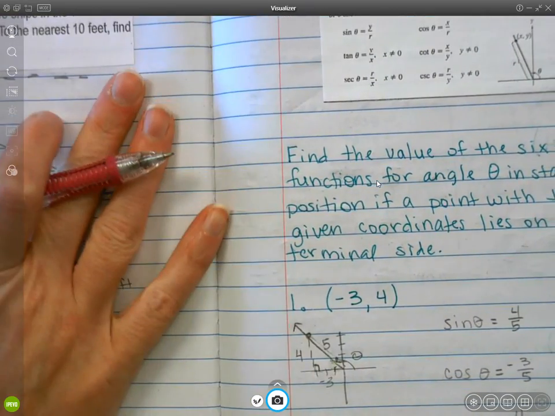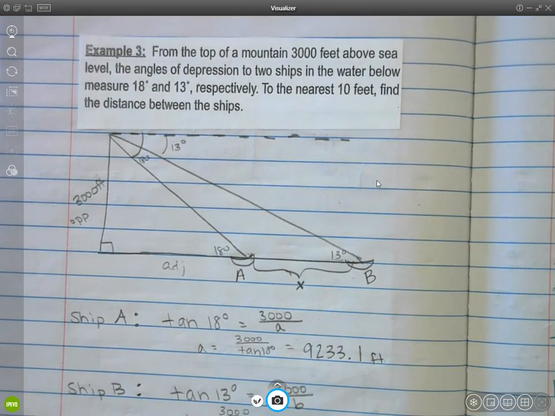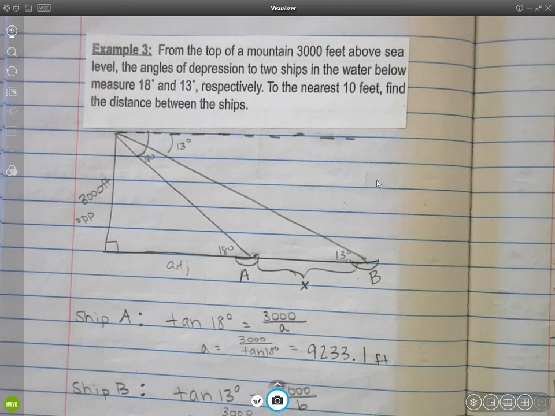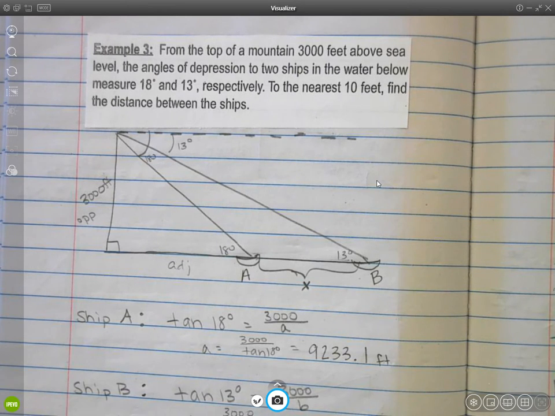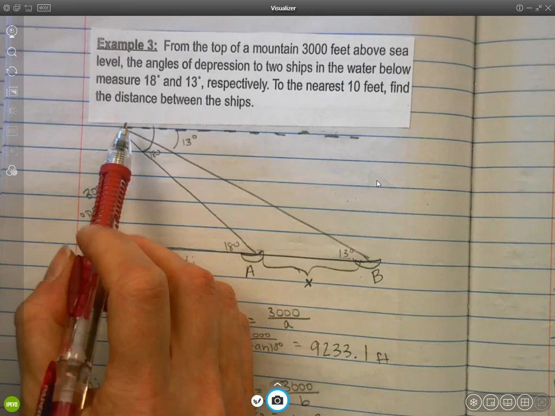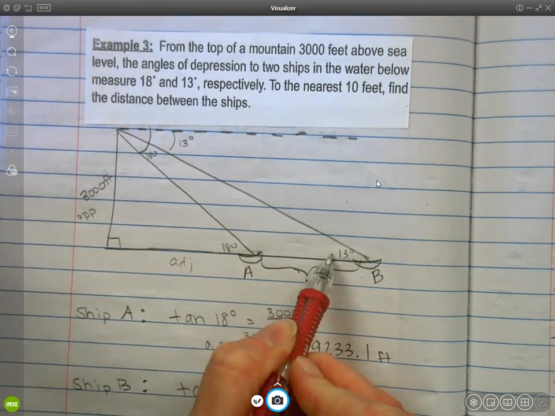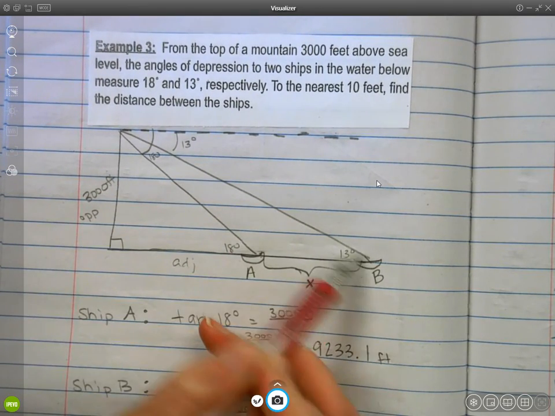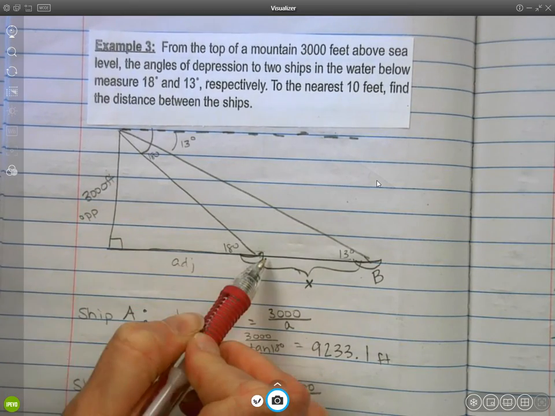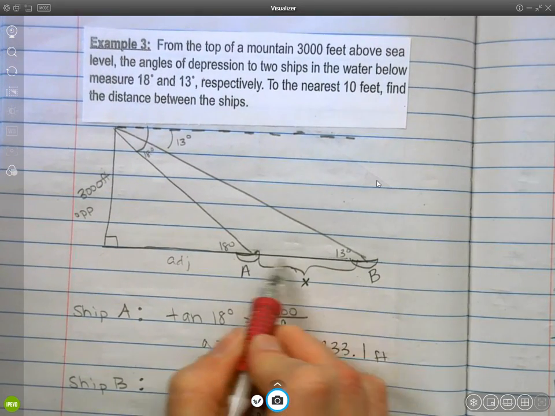All right, example 3 is a bit of a doozy. From the top of the mountain, 3,000 feet above sea level, the angles of depression to 2 ships in the water measure 18 degrees and 13 degrees respectively. To the nearest 10 feet, find the distance between the ships. All right, so you are standing on top of a mountain. Here's your line of sight, which is parallel to the ground. If you look down 13 degrees, you can see a ship. If you look down 18 degrees, you can see a different ship. The goal is to figure out how far apart these 2 ships are.